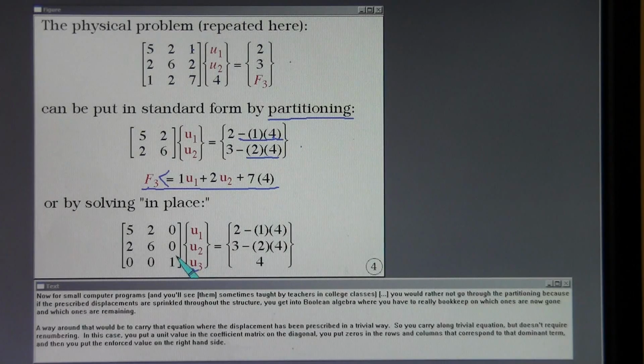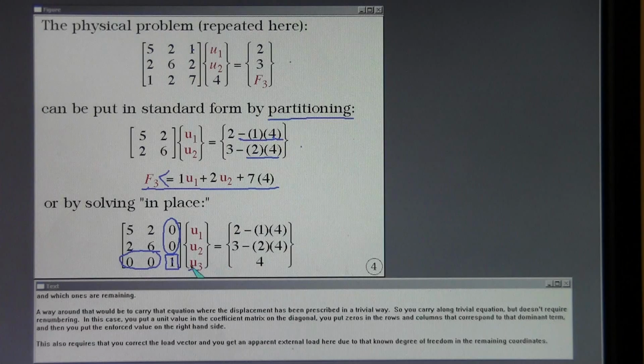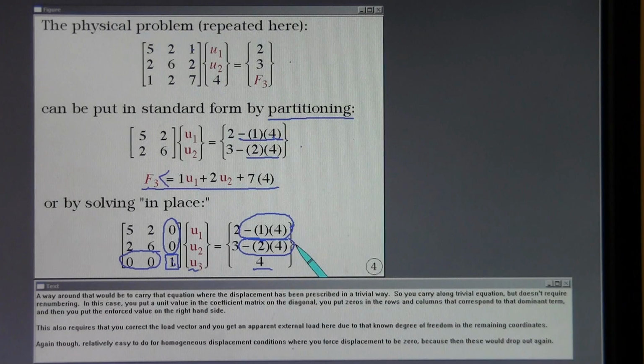In this case, you put a unit value in the coefficient matrix on the diagonal. You put zeros in the rows and columns that correspond to that dominant term, and then you put the enforced value on the right-hand side. This also requires that you correct the load vector, and you get an apparent external load here due to that known degree of freedom in the remaining coordinates.